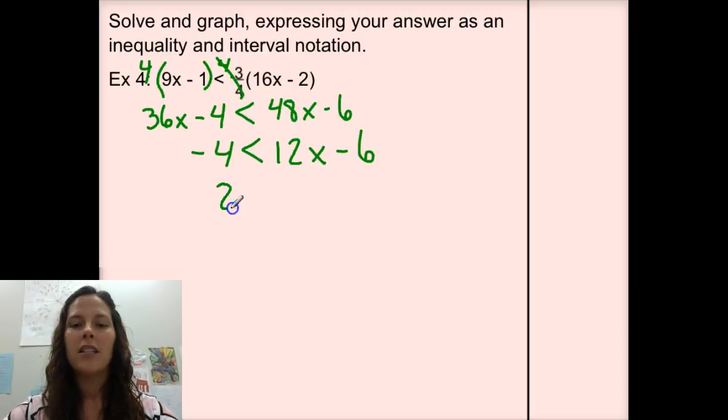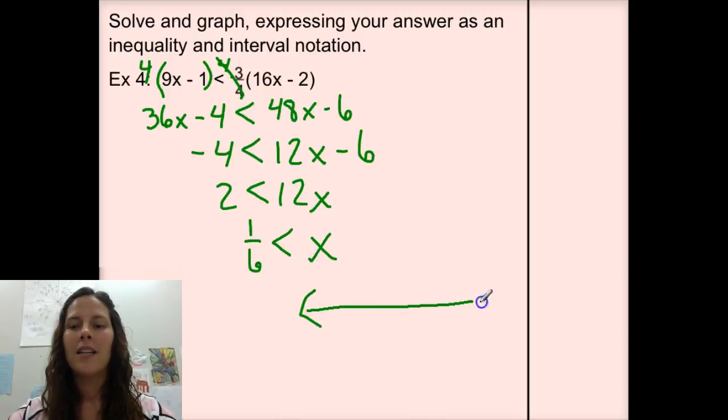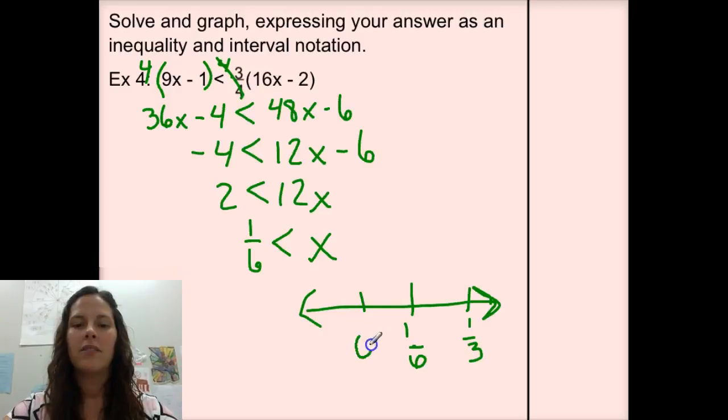Adding that 6 to both sides and dividing both sides by 12, simplifying our answer, we get 1/6 is less than x. Setting up our number line, there's no reason we can't use fractions for our number line. So 2/6 would simplify to 1/3, and we'd have 0 off to the left. Open circle on this one for the strictly greater than, as we're reading this backwards, x is greater than 1/6, so I'm going to shade off to the right again.